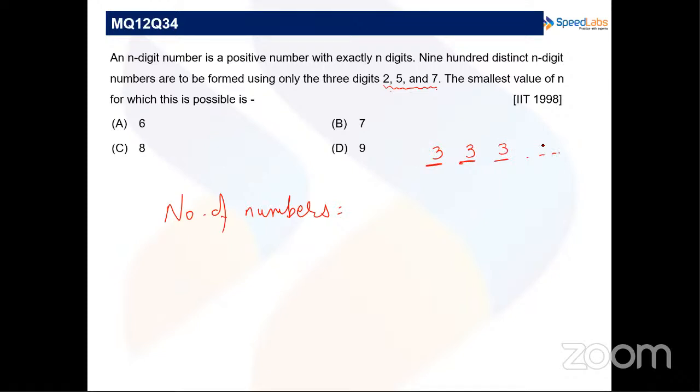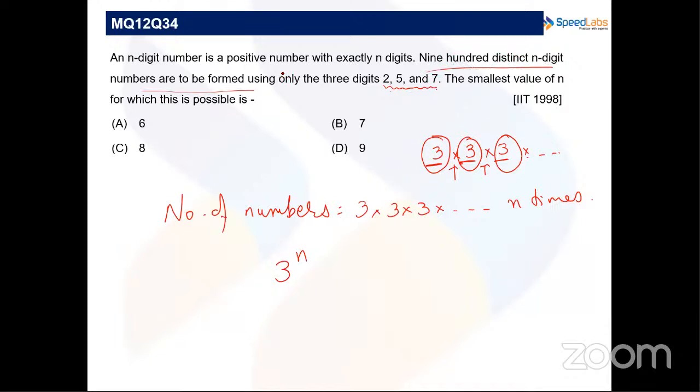From the fundamental principle of counting, we know that we have to do this and this, and when we are using the 'and' term, then we need to multiply. So the total number of ways will be 3 into 3 into 3 and so on up to n times. Now, this will be 3 to the power n. We have to form 900 distinct n-digit numbers, so this value should be greater than or equal to 900.